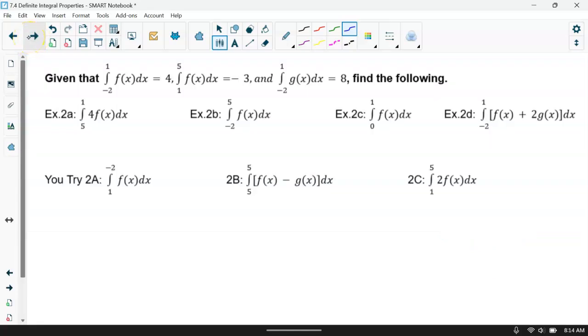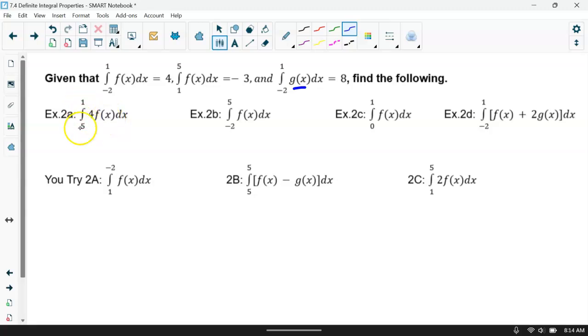So we'll also focus on using our properties, but without a graph. So this is saying that this has already been calculated for us. We're not doing any calculations. So like here, negative 2 to 1 has an area of 4 for f of x. 1 to 5 has an area of negative 3. And then for a separate function, g of x, negative 2 to 1 has an area of 8. So here we go. From 5 to 1, notice reversal and 4 times our function f of x.